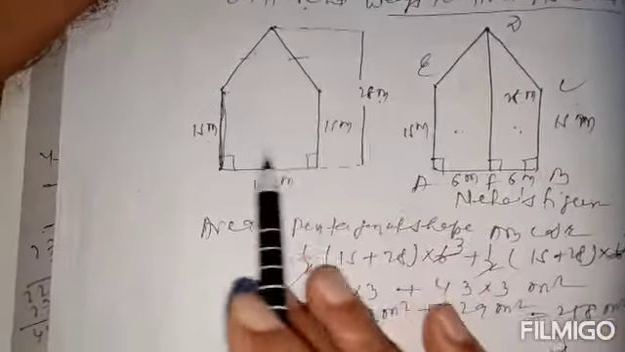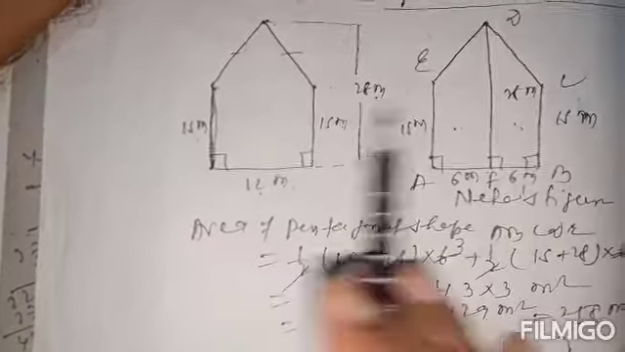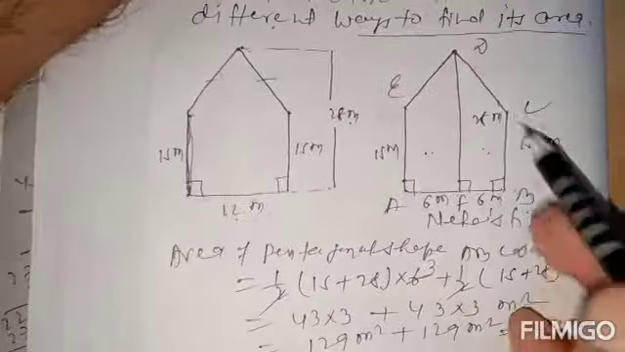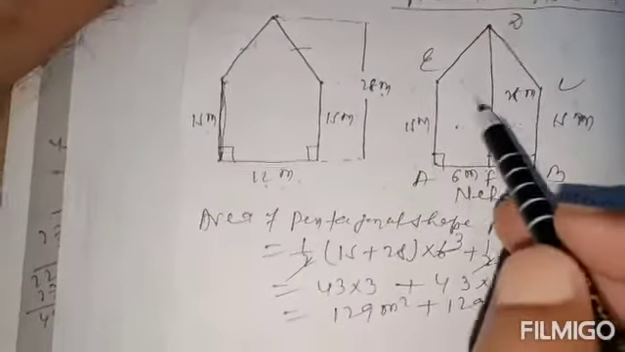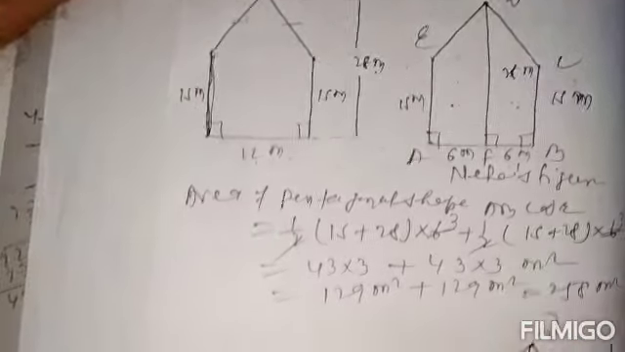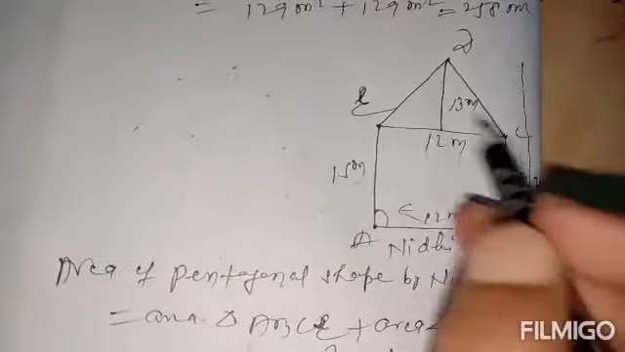So for finding the area of this pentagonal shape, Neha used this method, where this pentagonal figure is divided into two trapeziums, and Nidhi divided this pentagonal figure into a rectangle and a triangle, and we get the same area. Thank you, children.